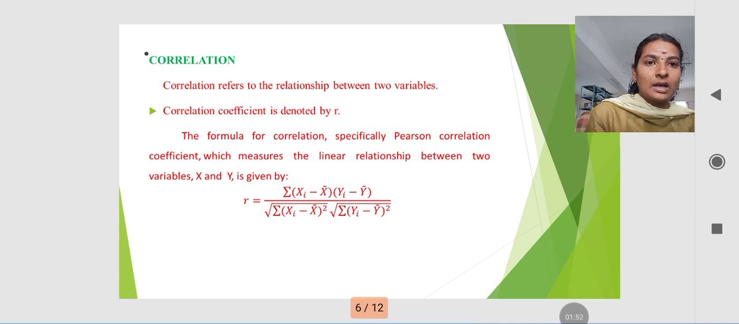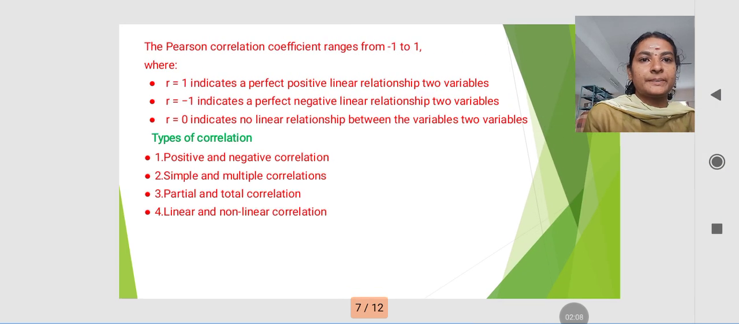Correlation is denoted by r. The formula for correlation coefficient is given by r equal to the sum of (xi minus x bar) into (yi minus y bar), divided by the square root of the sum of (xi minus x bar) whole square into the square root of the sum of (yi minus y bar) whole square.